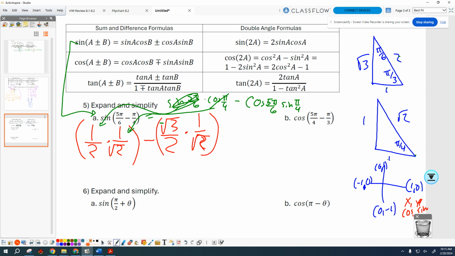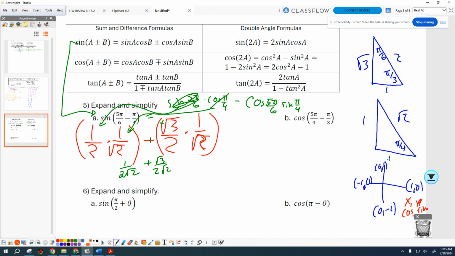And sine of pi over 4, 1 over root 2. Negative, negative becomes positive. We probably won't leave the answer looking like that. Negative times negative. You have less of less, which means it's more.